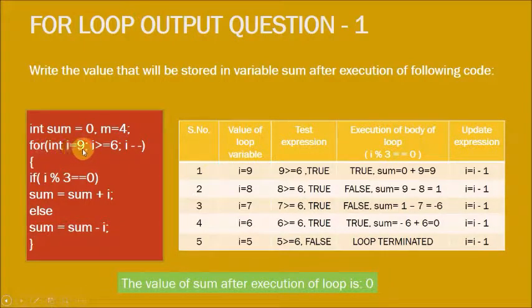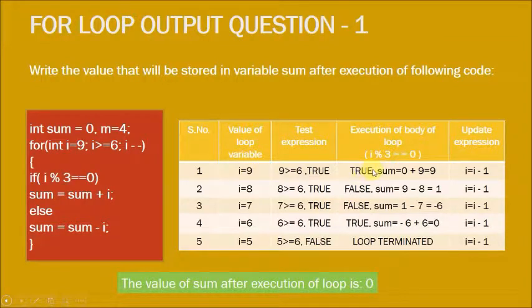Now we'll start with the loop. In the beginning, the value of the loop variable is 9. So i is equal to 9. After that, the program control will go to the test expression. So it will check whether i is greater than or equal to 6. Yes, 9 is greater than or equal to 6. The expression is true. So from here, we will go to the loop body. Now in the loop body, again, we will check if i modulus 3 is equal to 0 or not. As i is 9, 9 modulus 3 is 0.